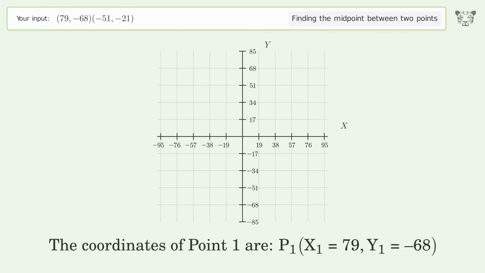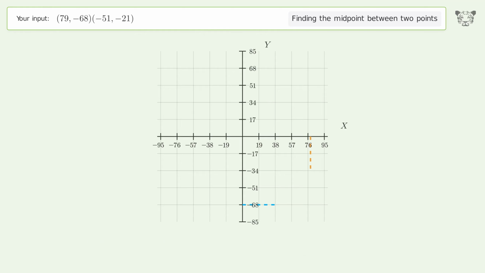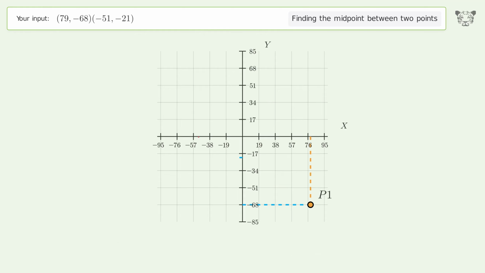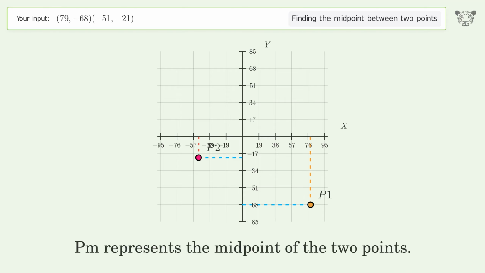The coordinates of point 1 are x1 equals 79, y1 equals negative 68. The coordinates of point 2 are x2 equals negative 51, y2 equals negative 21. PM represents the midpoint of the 2 points.